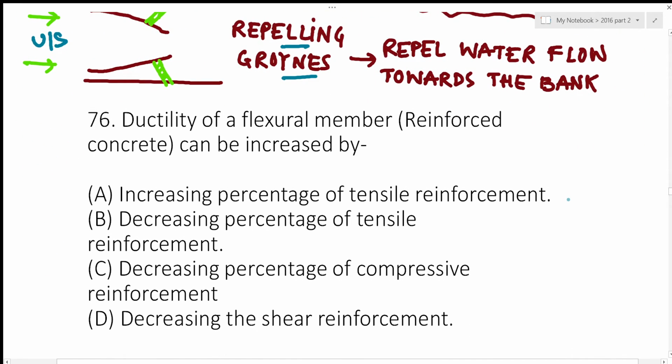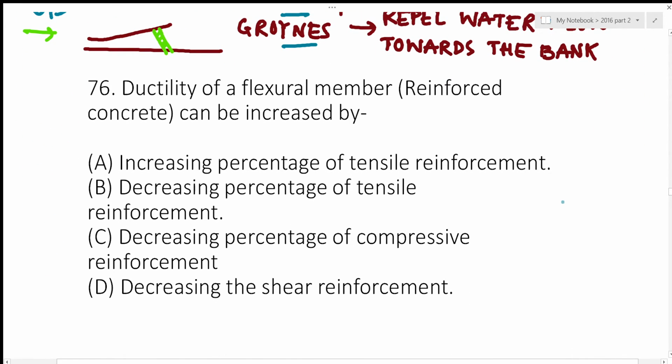Next question is, ductility of a flexural member reinforced concrete can be increased by. Now increasing percentage of tensile reinforcement, no. Decreasing percentage of tensile reinforcement. The answer would be decreasing percentage of tensile reinforcement. So the ductility of a flexural member can be increased by decreasing the percentage of tensile reinforcement.